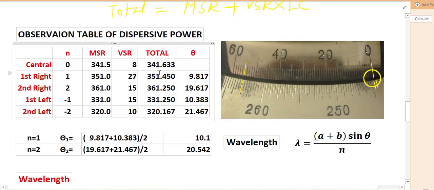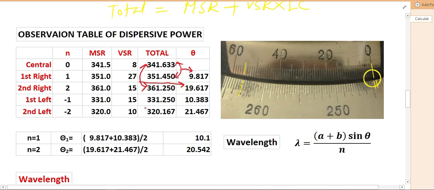Once we have these readings, then I can calculate theta. Theta means the angle through which I have rotated my telescope for going from the central line to the first line that I see. You take the difference between these two numbers, and you get this. Then to calculate how much rotation I have to give to go to the second on the right, I take the difference between these two, and you get this number.